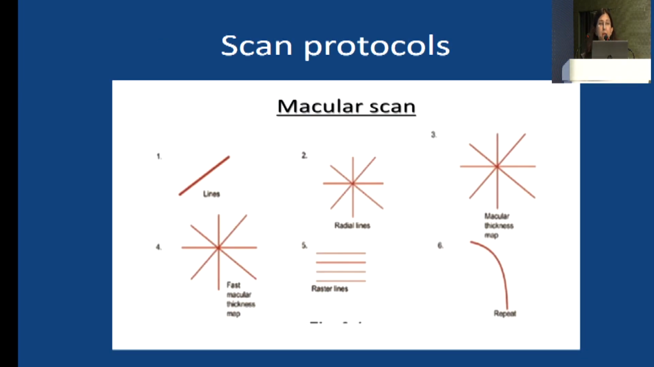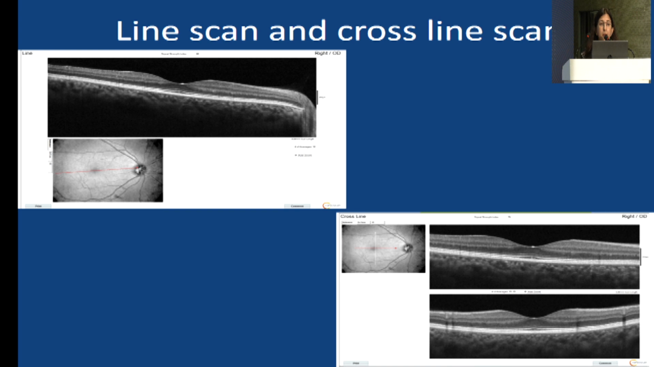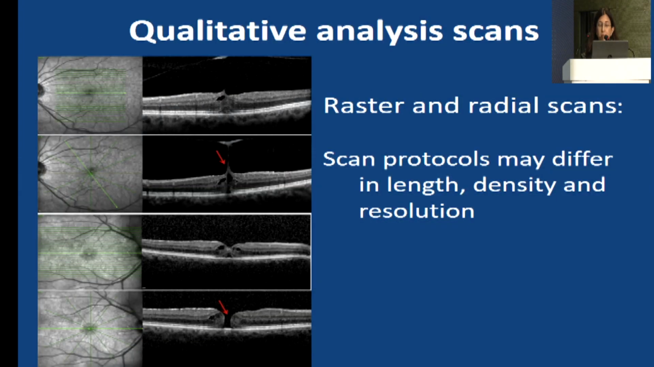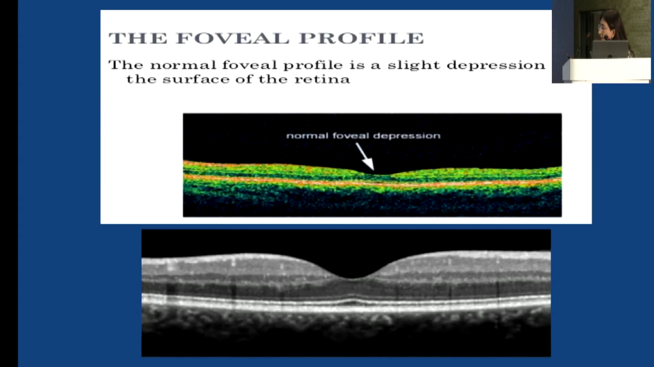So these are some of the lines and the scans that are done. The line scan would show a vertical and a horizontal meridian only, but this may sometimes miss some lesions which are not in those meridians. So the preferred ones are raster and radial. Raster has a series of parallel lines of high resolution, and radial is 360 degrees but centered at the fovea. So these are some of the fine pathologies which are picked up by raster or radial but which may be missed otherwise.